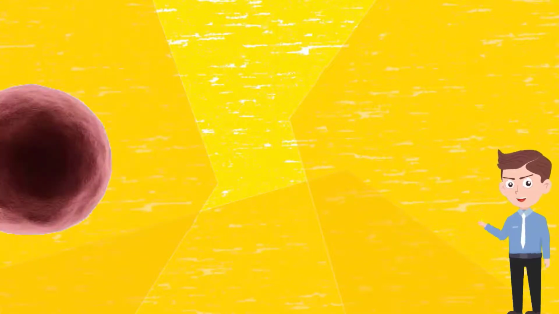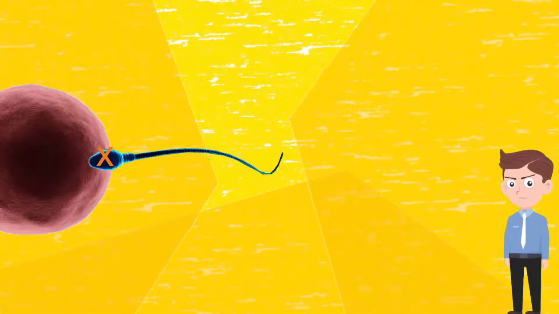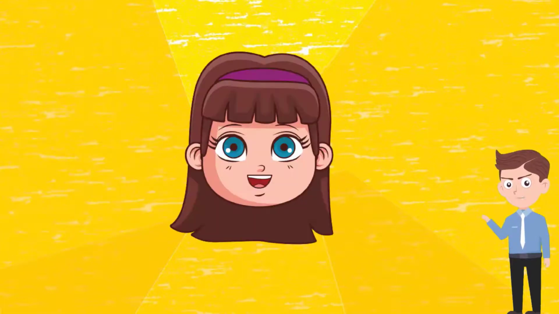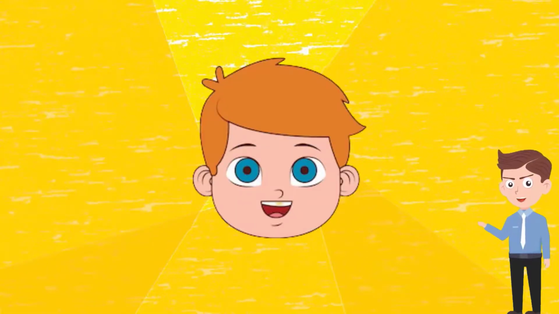Here I have an egg and a sperm containing an X chromosome. If these both fertilize, then the baby born will be a female. And if here I have an egg and a sperm with a Y chromosome, and if these both fertilize, then the baby born will be a boy.